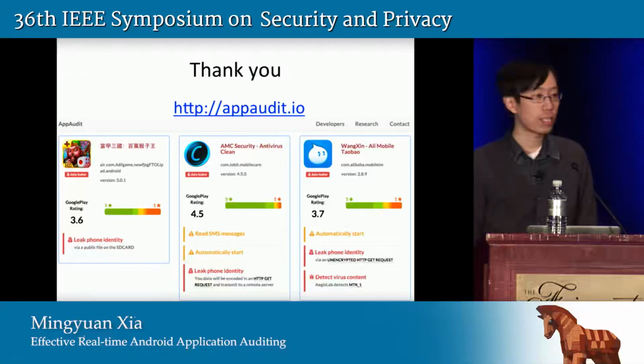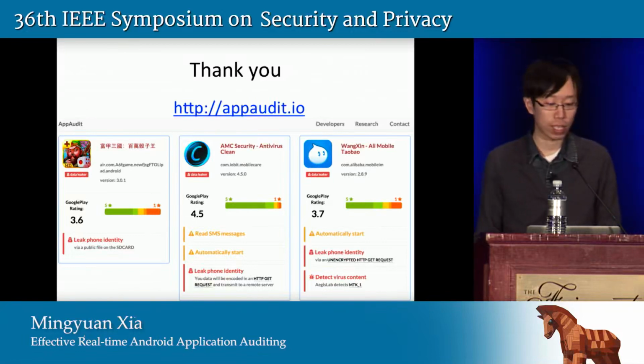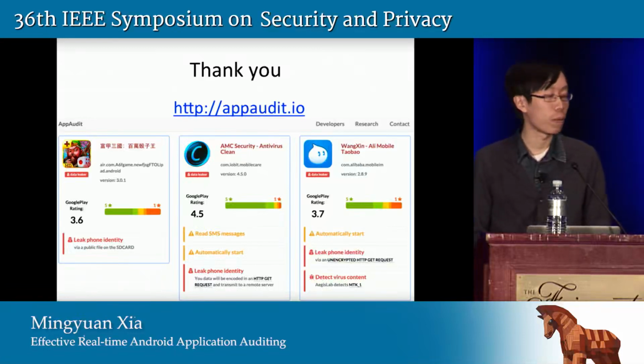And here is a look at the AppAudit.io results, and we have 3 cases which have data leaks. We also check with VirusTotal and check with their permissions.